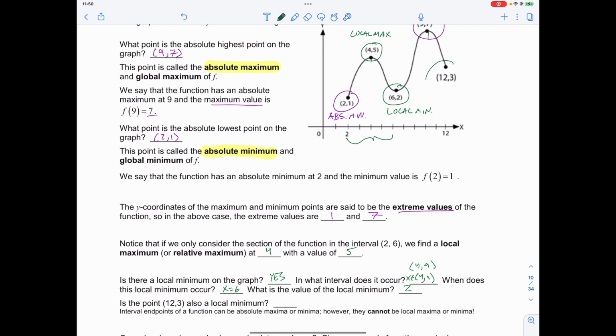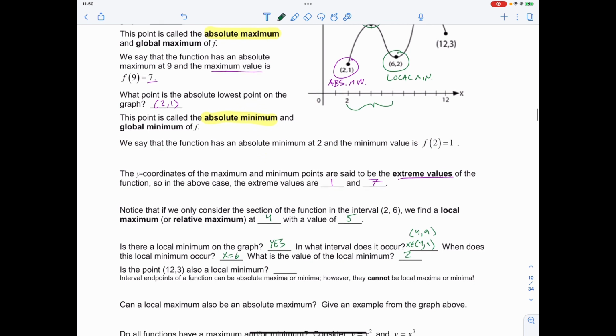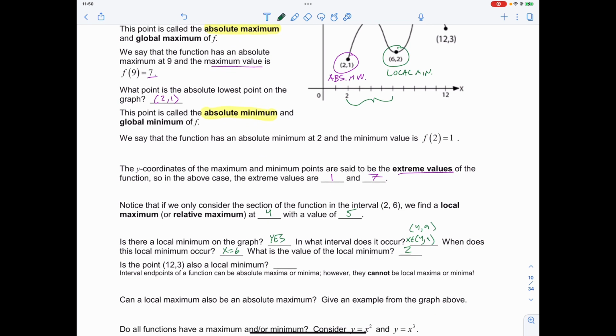Well, this looks like another minimum point, but when it says, is this point also a local minimum? The answer is no. And the reason for that is a local minimum cannot occur on an endpoint. So it can only be where the graph is continuous. It can't actually be on an endpoint for a local min or local max.